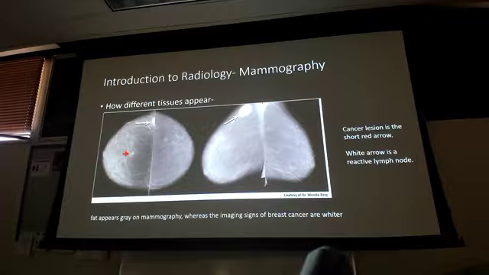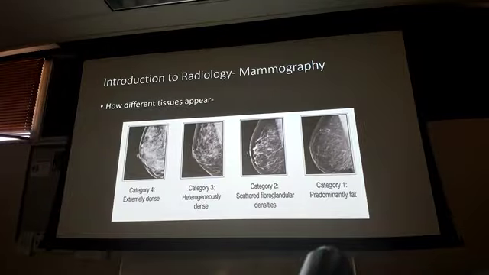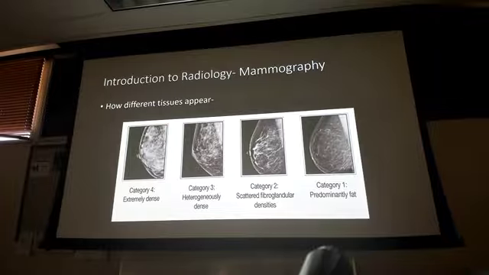What we've got up here is a reactive lymph node from that breast cancer. That lymph node is angry, it's more well circumscribed, right? It's just reactive. And those are the kind of terms we're going to use here in just a second. You don't need to memorize this. This is just showing you the differences in categories of the breast density.